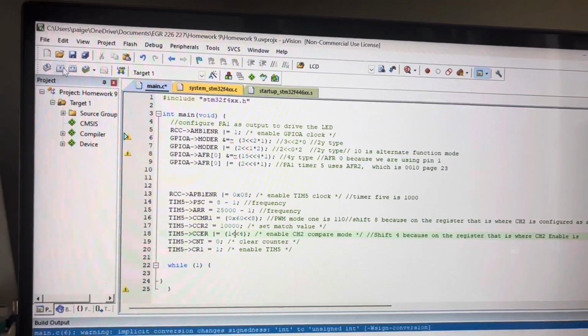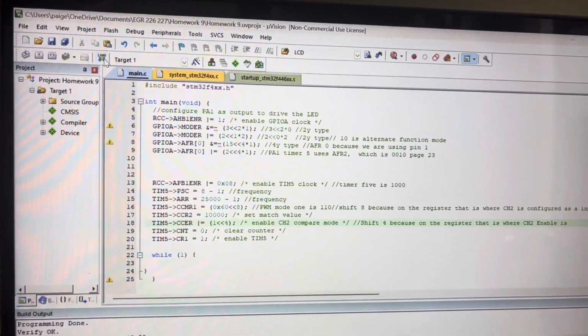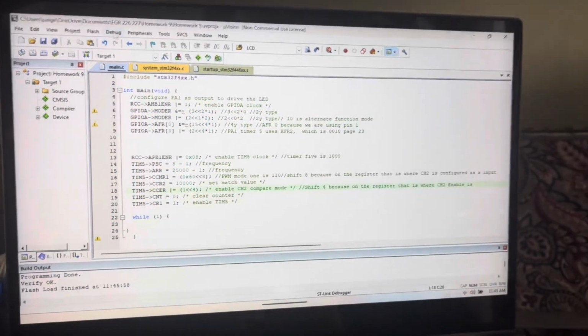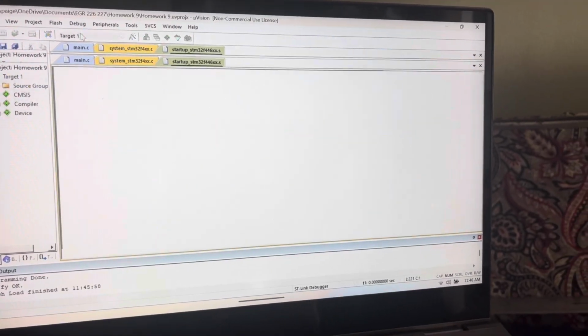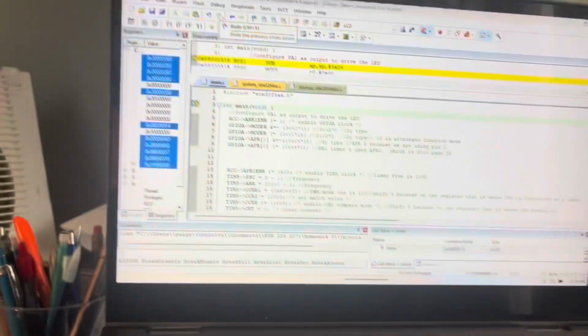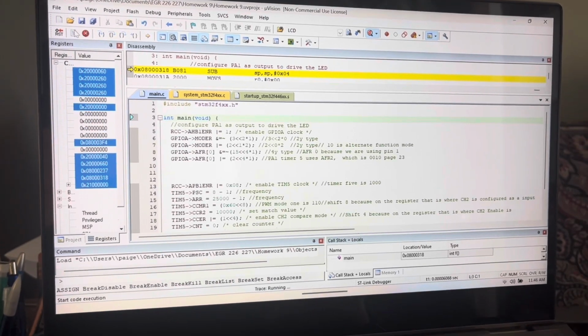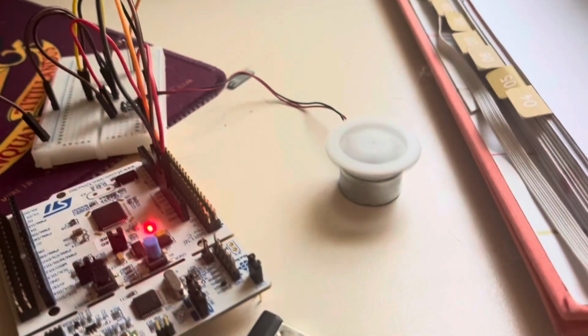So if we build and load, we can see that the motor is currently off. And now I'm going to run this. And the motor is spinning.